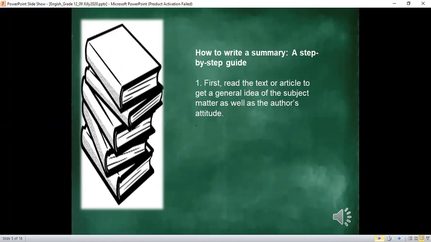Now, how do we go about doing this? How do we achieve keeping the taste and reducing the size? Obviously, when given an article, the first thing is to find out the general idea contained in the article. How do you do that? Simple. You just read through the article. Then you understand, oh, this is what the author is trying to say. And then you get to understand also the attitude with which they are actually conveying this message.